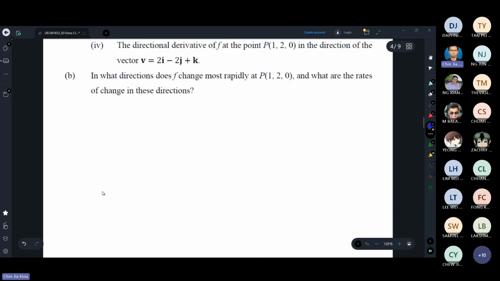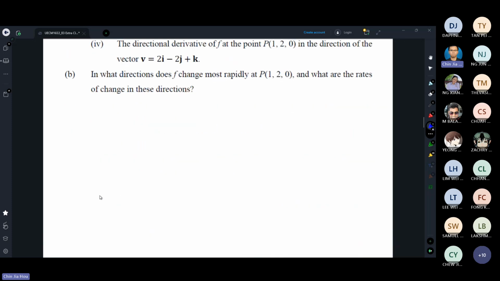Part B, maybe I use another R. In what directions does the F change most rapidly at this specific point? And what are the rates of change in this direction? Well, for this kind of question, maybe it will be better to just memorize how we actually do it. Let me write some steps for that.